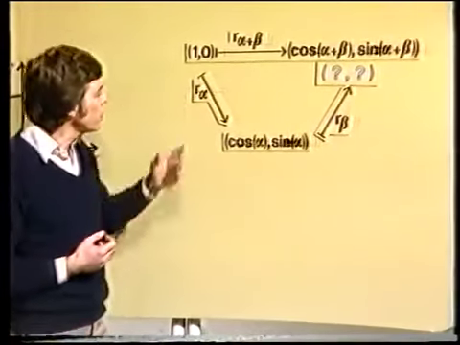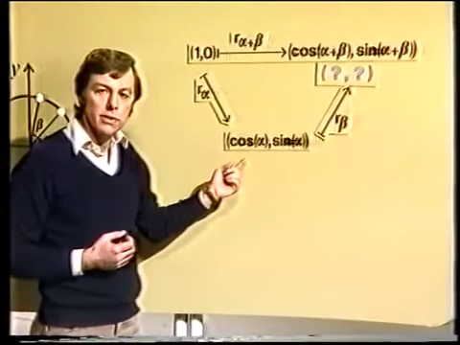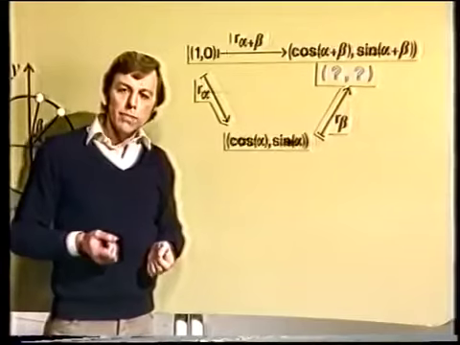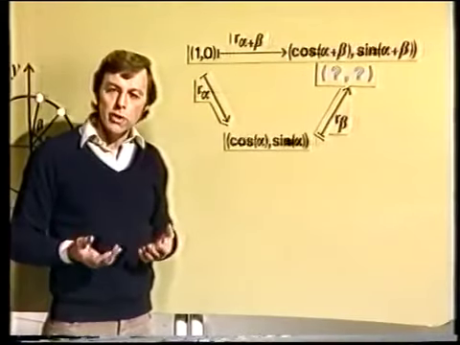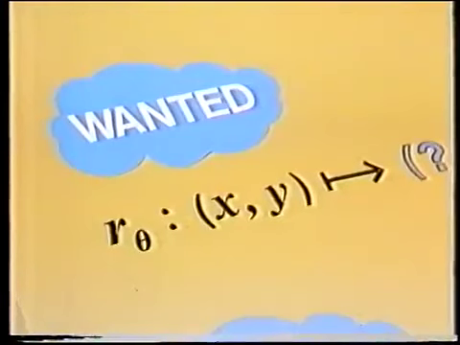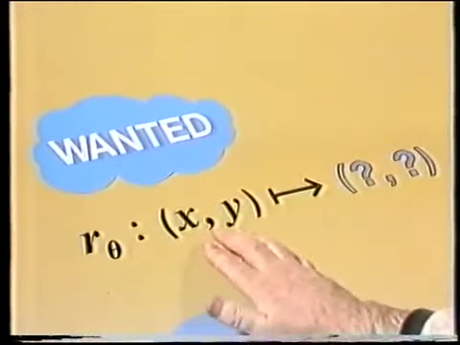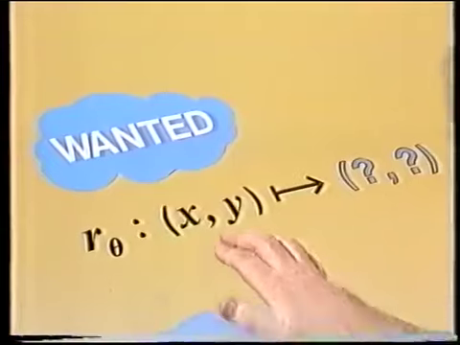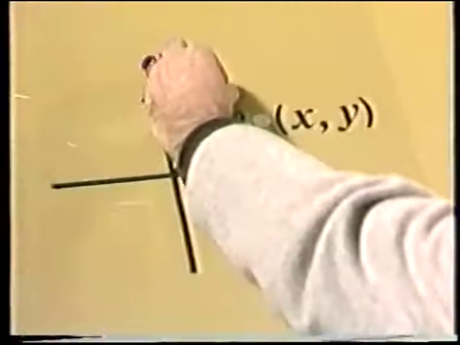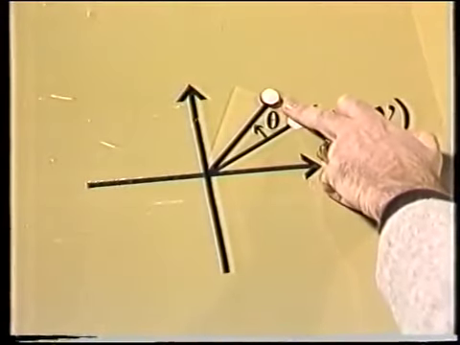Now, we know what a rotation does to 1, 0, but what does it do to these coordinates? Well, to tackle this problem, we'll have to find out what a general rotation through an angle theta does to a general point, xy. What we want to know is what a rotation r theta does to a point xy. So graphically, we take a point xy and we rotate it through an angle theta, and what we want are the coordinates of this point.